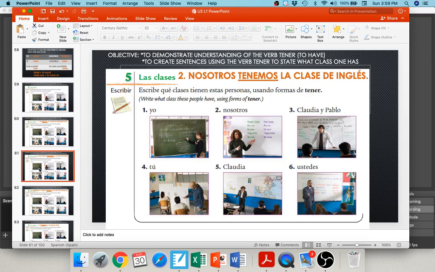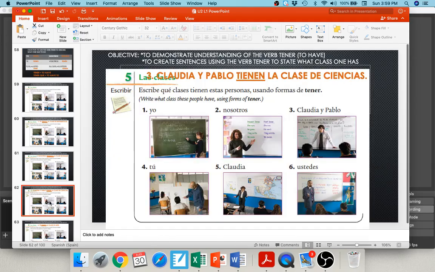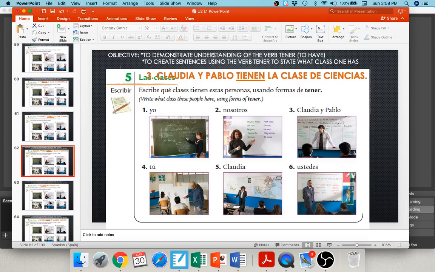All right, let's take a look at these. So number 3 says Claudia y Pablo. And we're trying to say that Claudia y Pablo have a certain class. And that class to me looks like science. This guy's wearing a lab coat. So we first have to decide, would Claudia and Pablo be I, you, he, she, we, they, or you all? Well, we know that Claudia and Pablo would be they. Our they box here is our bottom right one. And to say that Claudia and Pablo have, we're going to say Claudia y Pablo tienen. In this case, they have science class, so Claudia y Pablo tienen la clase de ciencias.